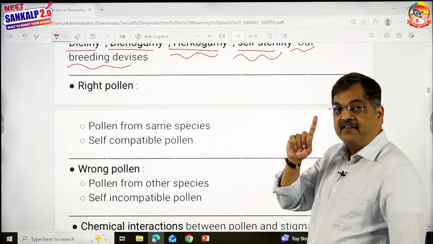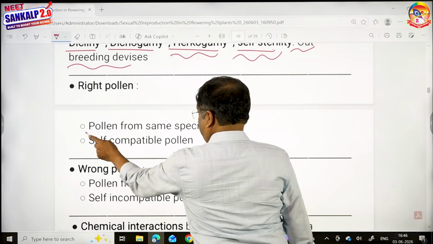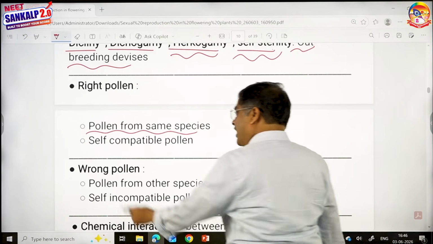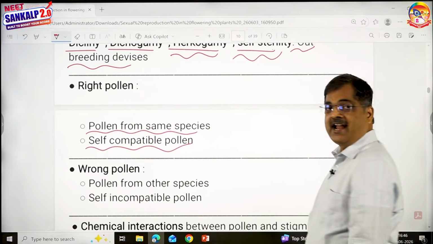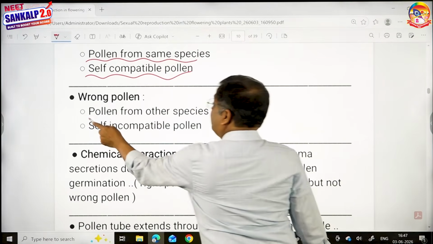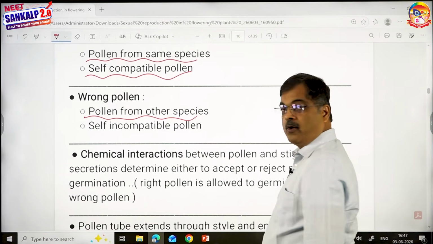Then what is the meaning of right pollen? We already discussed. Pollen from the same species is right pollen. Or self-compatible pollen is right pollen. Then what is wrong pollen? Pollen from another species is wrong pollen.